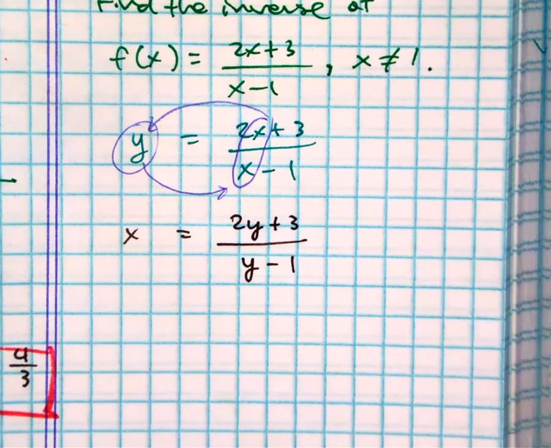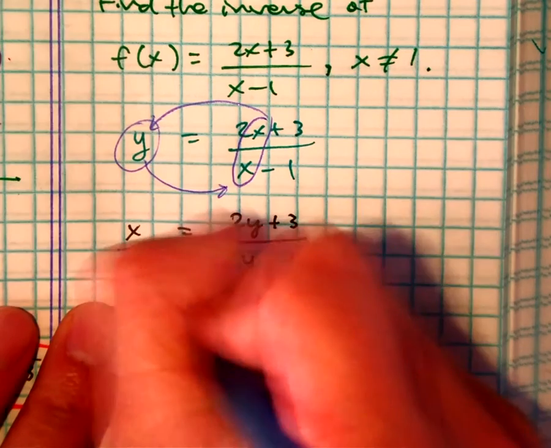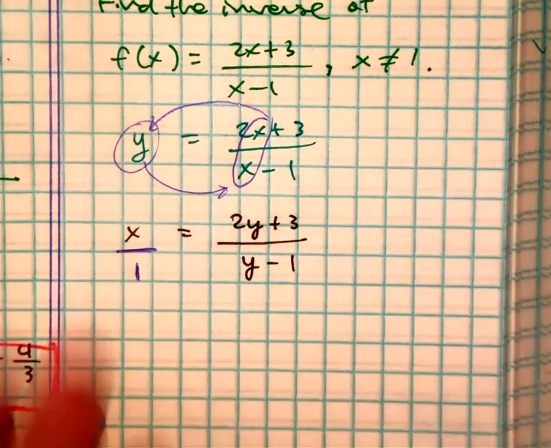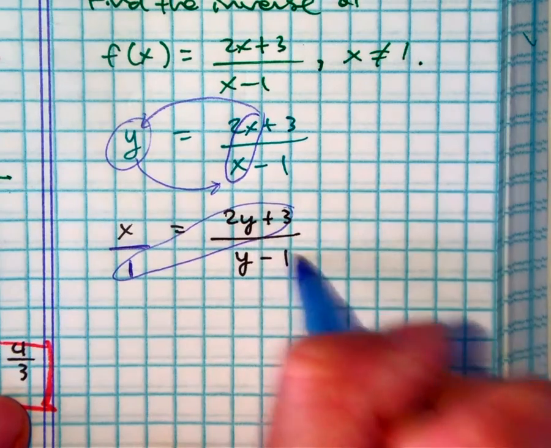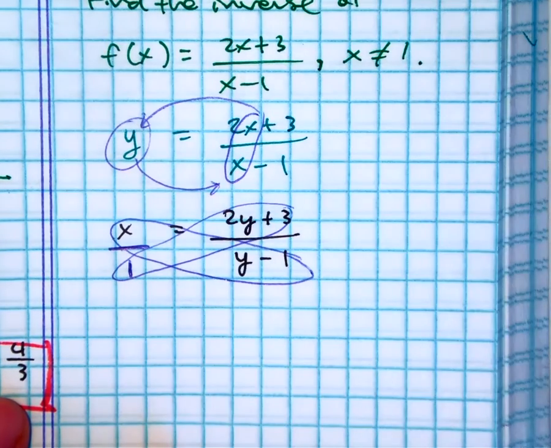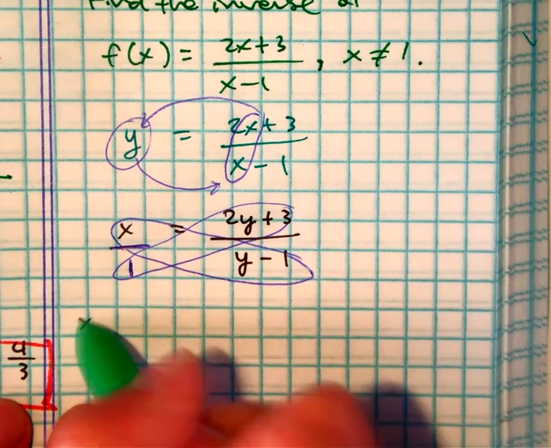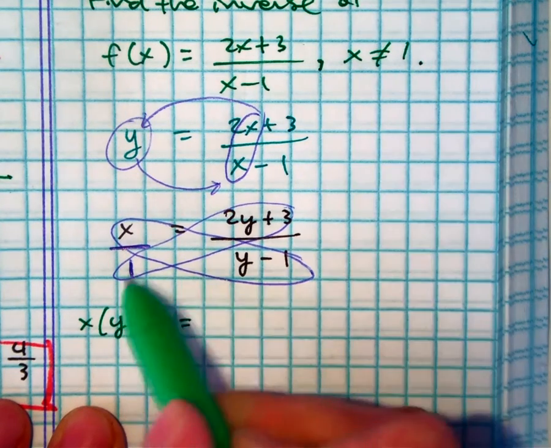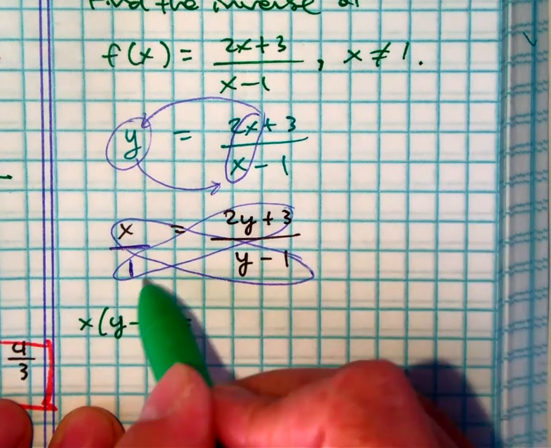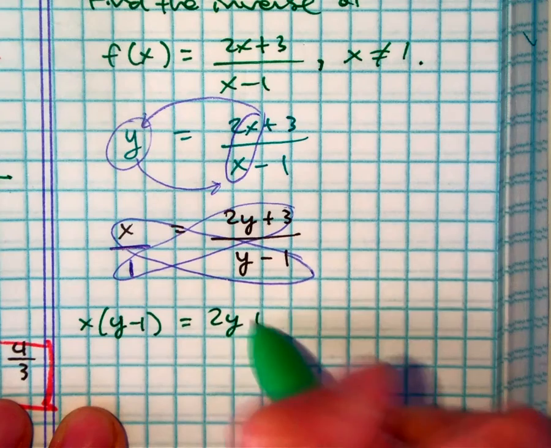Fabrizio, what should we do next? Do you remember one of my hints? Yes. Cross multiply. I'm going to have x times y minus 1, 1 times 2y plus 3, which is just 2y plus 3.